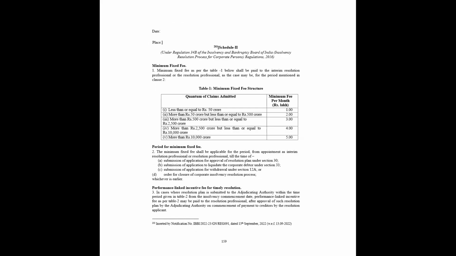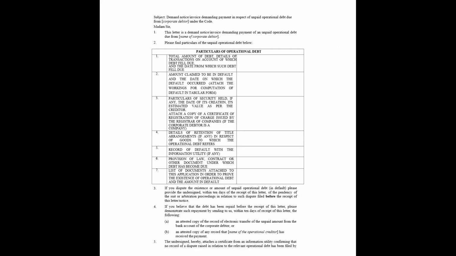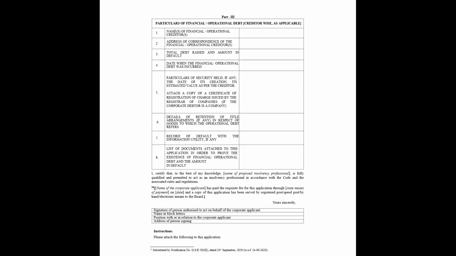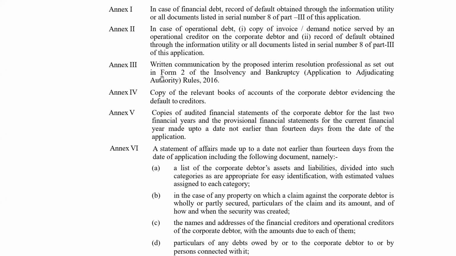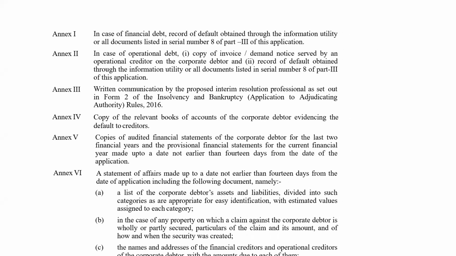Let us see form number 6. This is form number 6, application by corporate applicant. Now let us see what are the records to be included. What are the records to be attached? Now, if the corporate applicant is filing an application, then there must have been a default. Default is necessary. In case the default is towards a financial debt, a record of default obtained through the information utility.